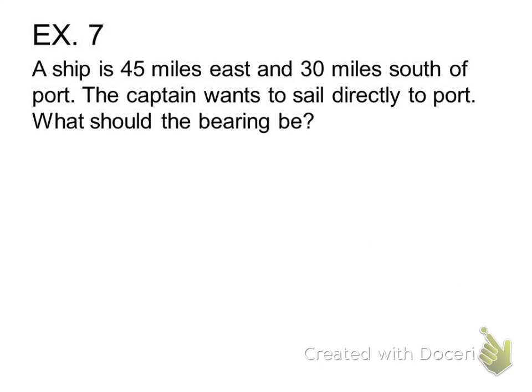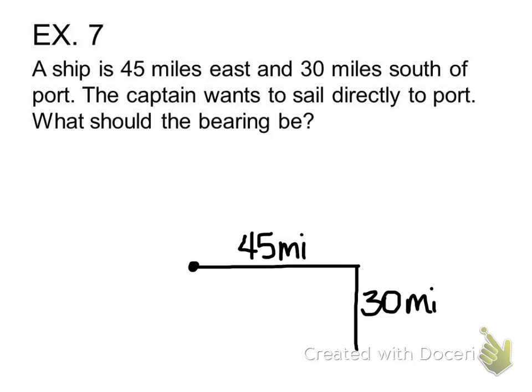So in example 7, it says that a ship is 45 miles east and 30 miles south of port. The captain wants to sail directly to port. What should the bearing be? So if I start from port, and the point is the port, and I go 45 miles east, and then 30 miles south. This is where I land, that bottom point. And the captain wants to go directly back to port. So we're solving for this angle in the triangle.